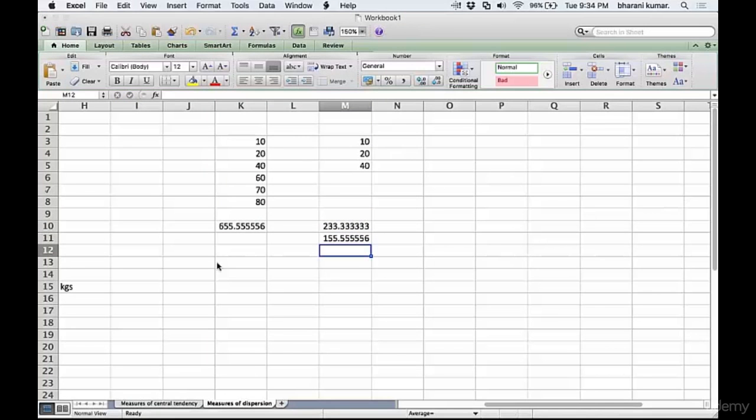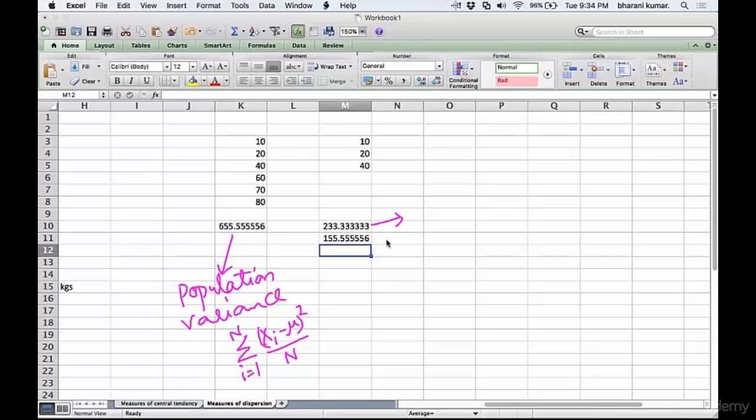So please notice, let me explain this. This is your population variance, and the formula is summation of i equal to 1 until n, xi minus mu whole square, divided by n. This value is your sample variance. I'll come to the formula of that. This is your population variance once again.